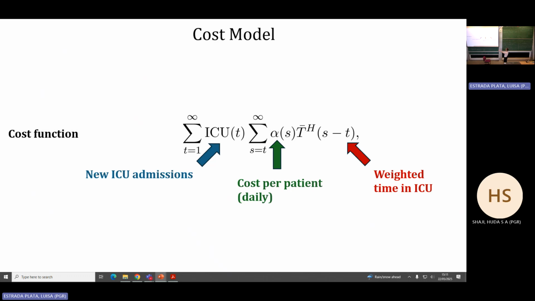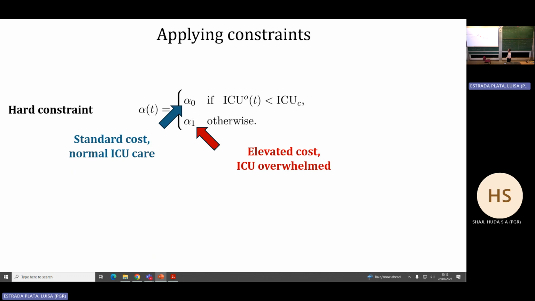When this is 1, our cost function is just the number of ICU admissions over time. And we have this kind of weighting here, which is linked to our time in ICU distribution. So if I go into ICU 2 days before it's overwhelmed, my cost is going to increase for future times. So that's just reflecting that. So we're going to modify this alpha parameter to reflect our constraints.